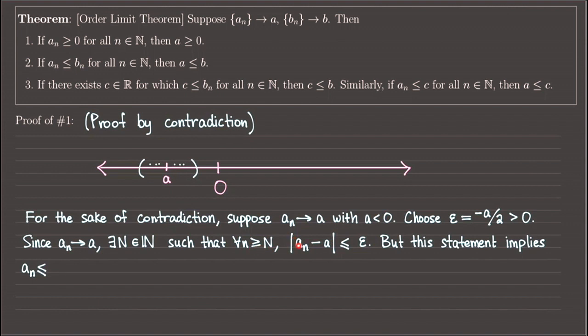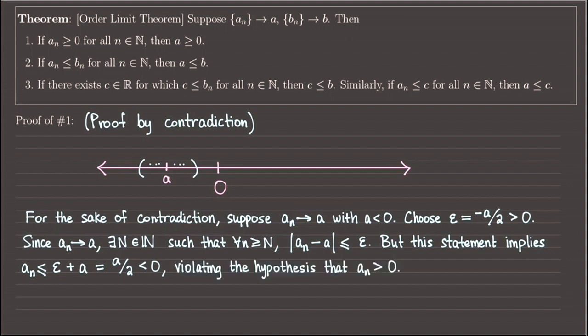So I could say negative epsilon is less than or equal to a_n minus a is less than or equal to epsilon, where I've removed the absolute values, but we're just going to look at the right half. So a_n minus a is less than or equal to epsilon, or in other words, a_n is less than or equal to epsilon plus a, but that's just a minus a over 2, right? I actually have a value for epsilon here. So that's actually going to be a over 2. And that's a negative number. And that's a contradiction because we assumed that the terms in our sequence were non-negative. Since we've established a contradiction, it must be the case that the limit a is greater than or equal to 0.